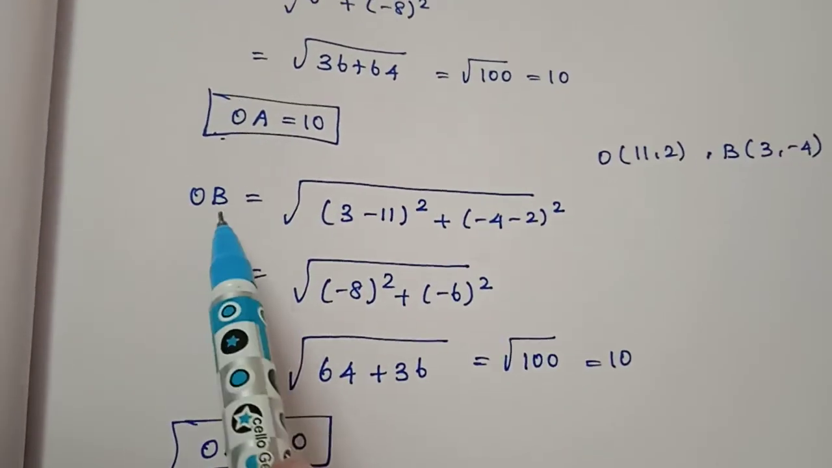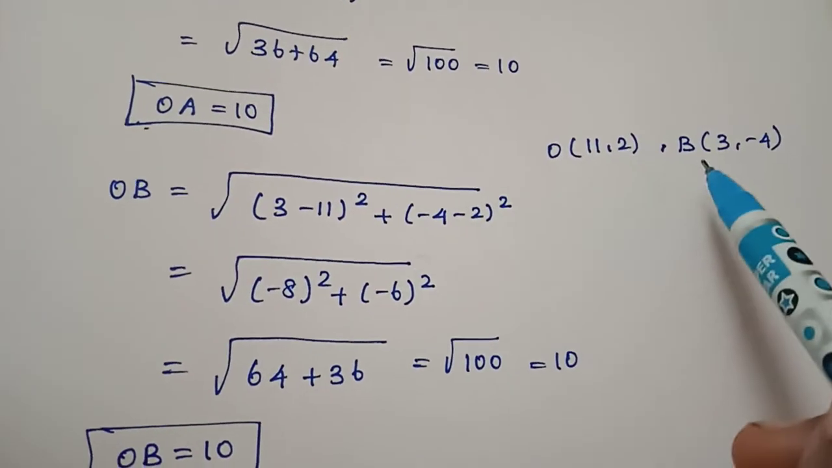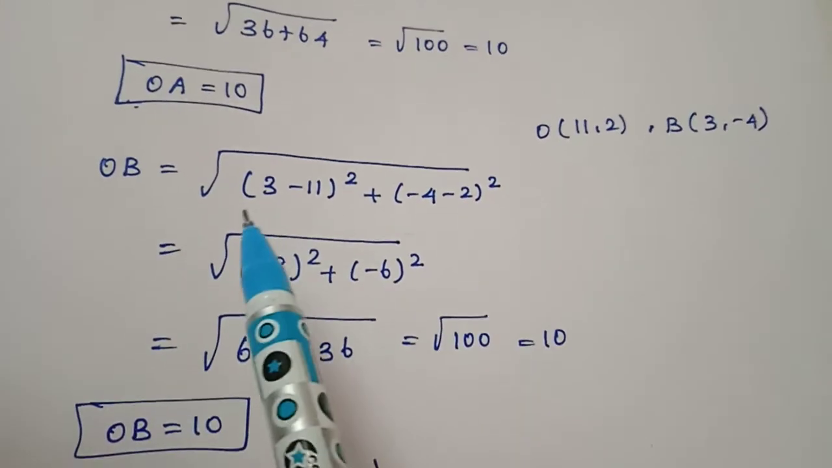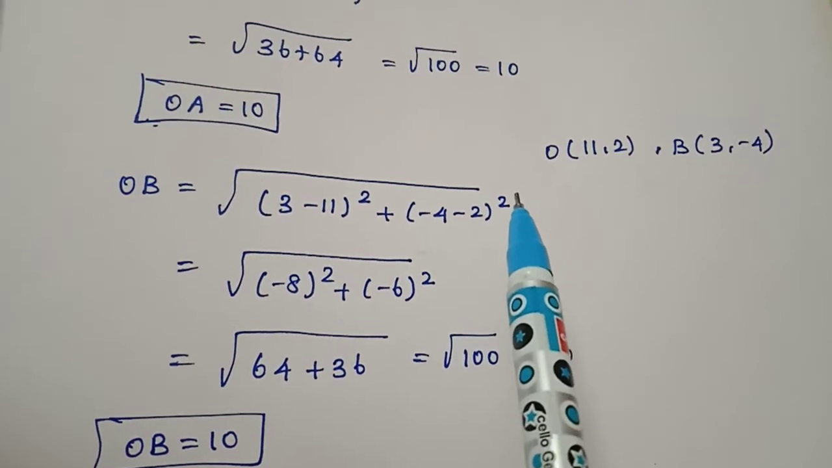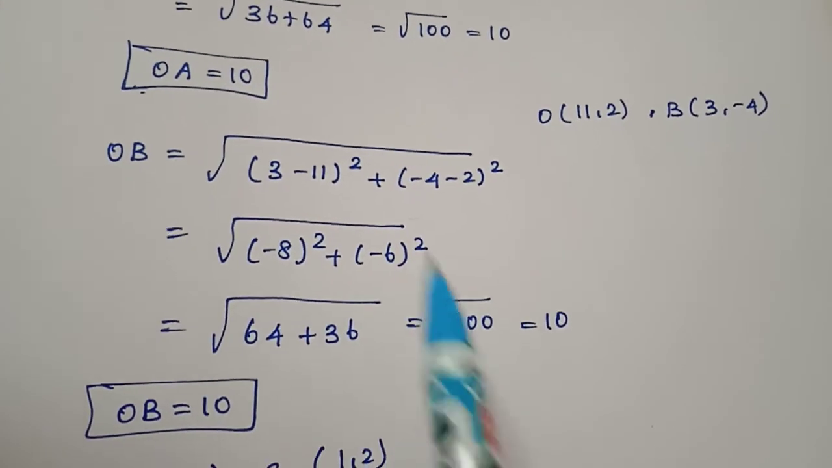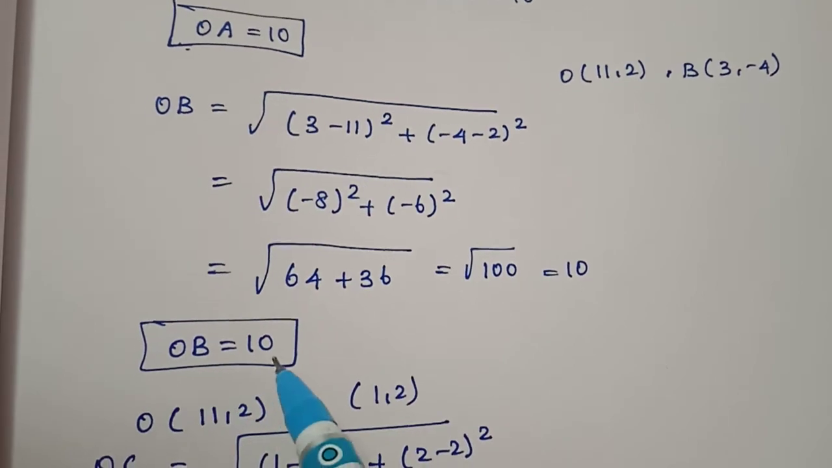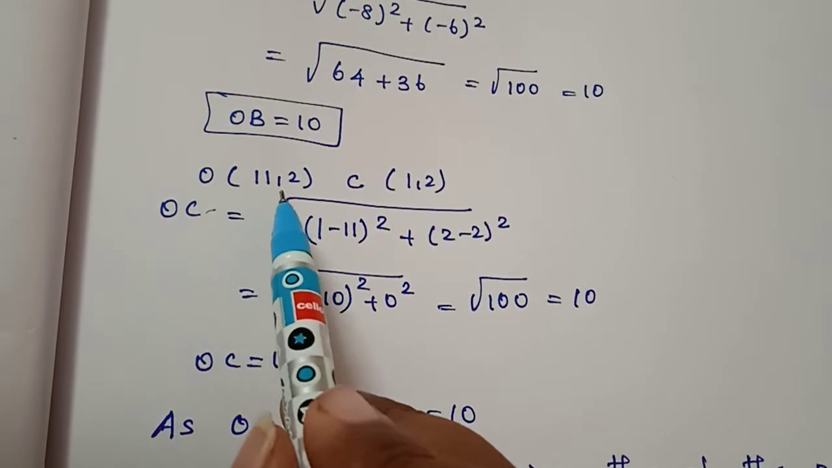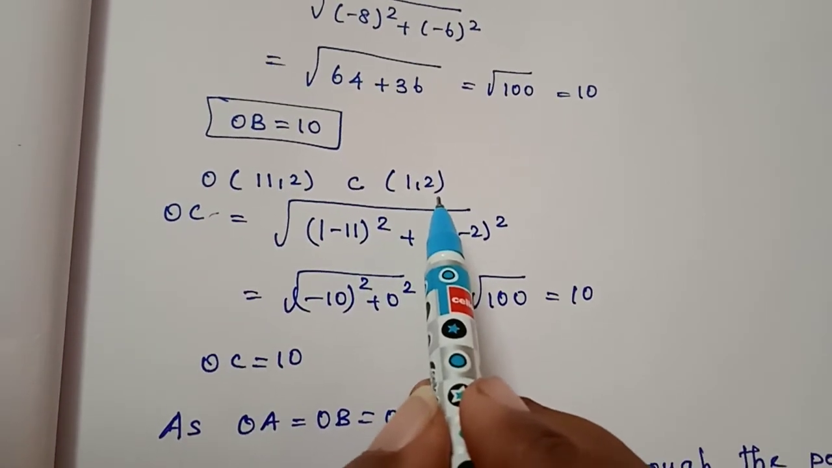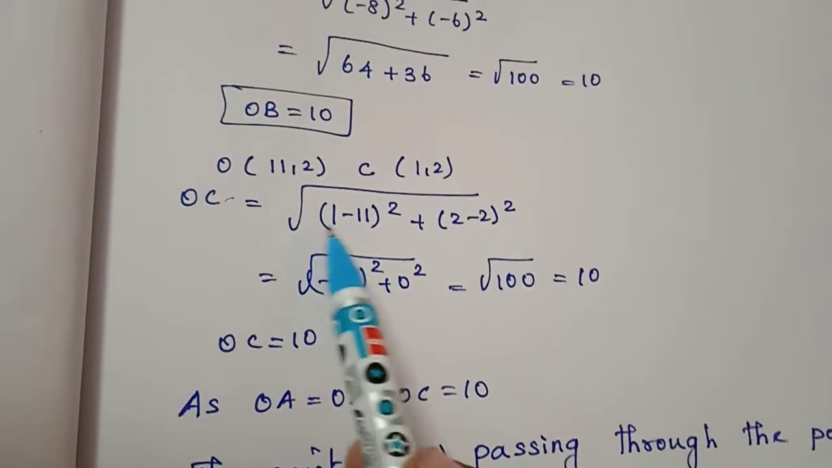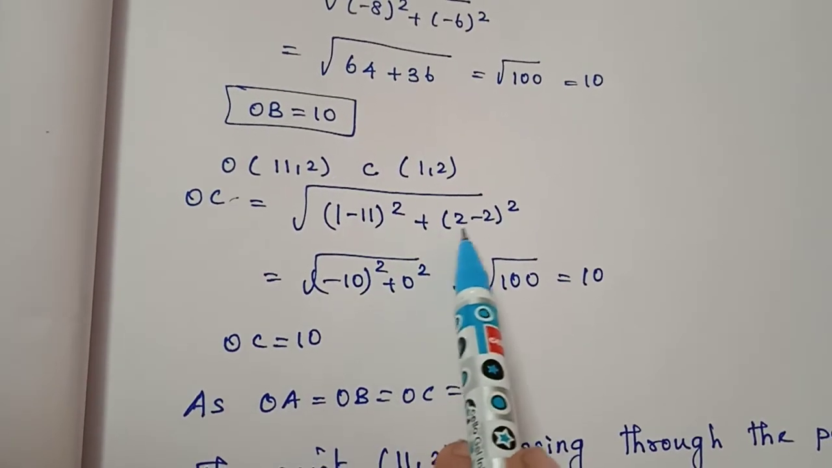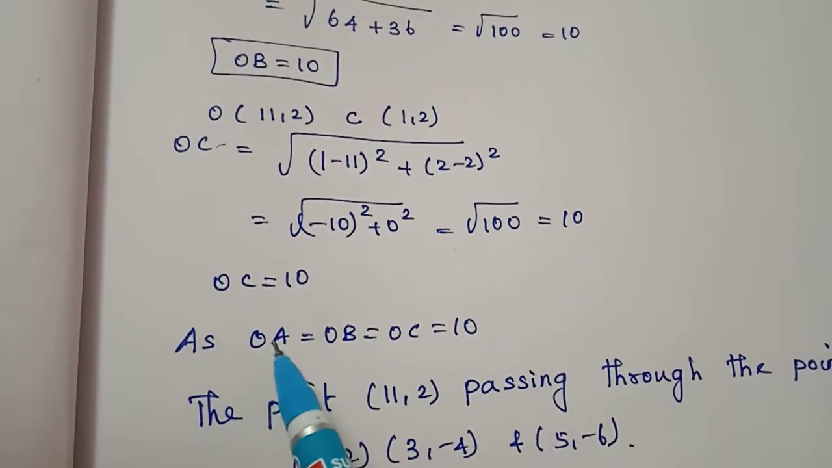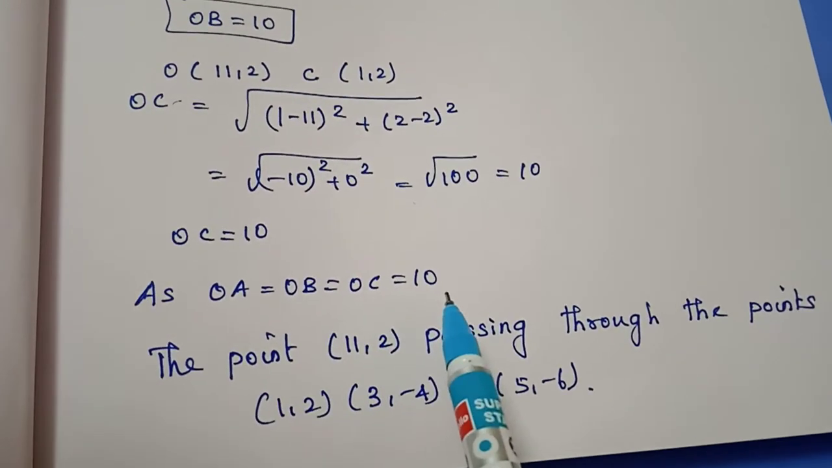In the same way we have to find OB. O is (11, 2) and B is (3, -4). With x1, y1, x2, y2, it is the same procedure. You just substitute the values in the formula and simplify, and you will get OB equal to 10. In the same way we find OC. O is (11, 2) and C is (1, 2). Then substitute the values in the formula, (x2 minus x1) the whole square plus (y2 minus y1) the whole square. Here also we get the value 10. That is, OA equal to OB equal to OC equal to 10.